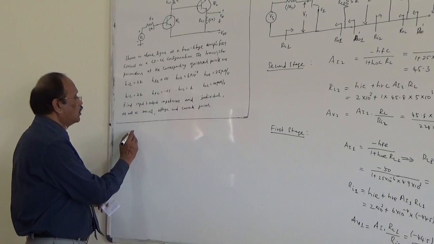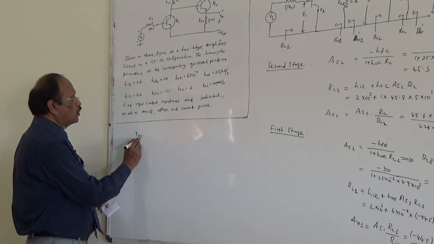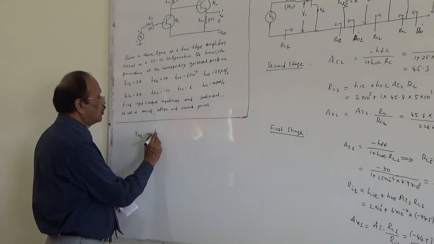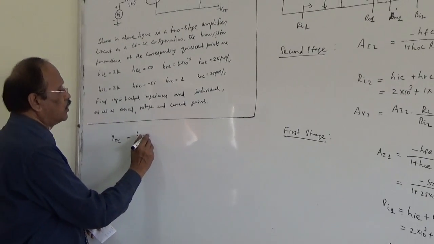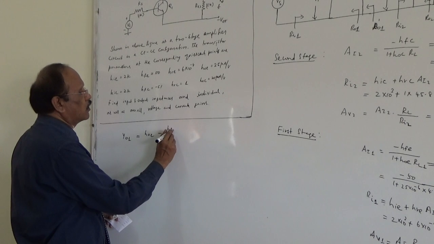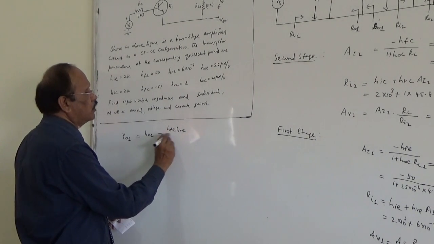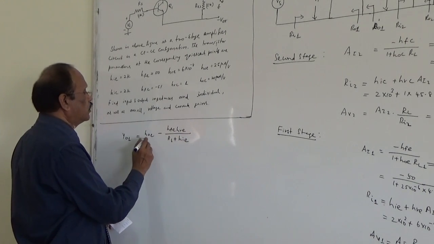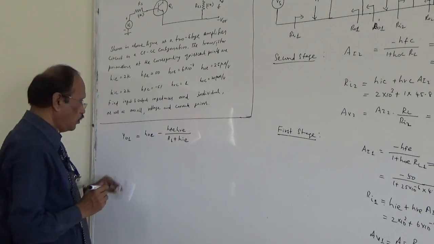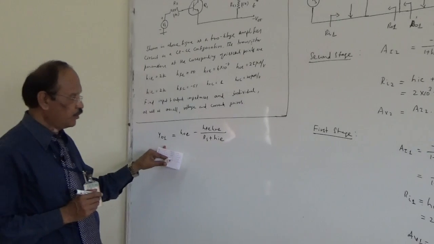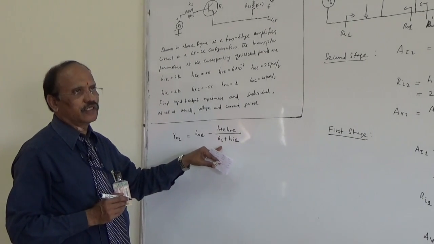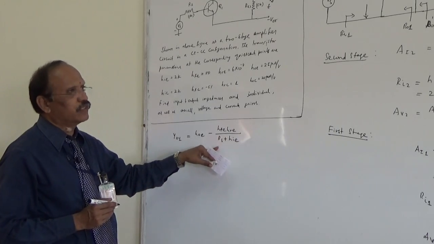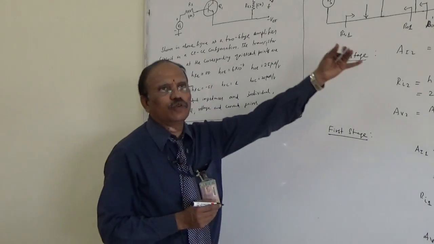So for example, you see for first stage YO1 is given as HOE minus HFE HRE by RS plus HIE. This is the formula for output admittance. So that involves the source resistance RS. So if you determine for the second stage YO2, what is the value of RS, the source resistance, we don't know.